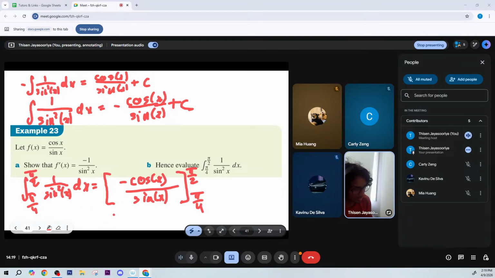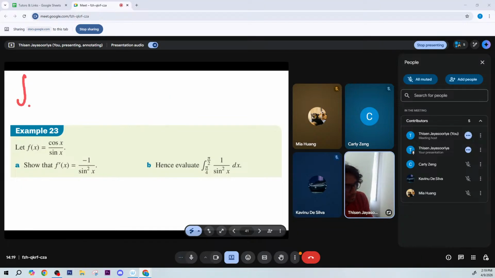From here, right, what can we do from that point, Mia? How can we evaluate the expression that is on the right?